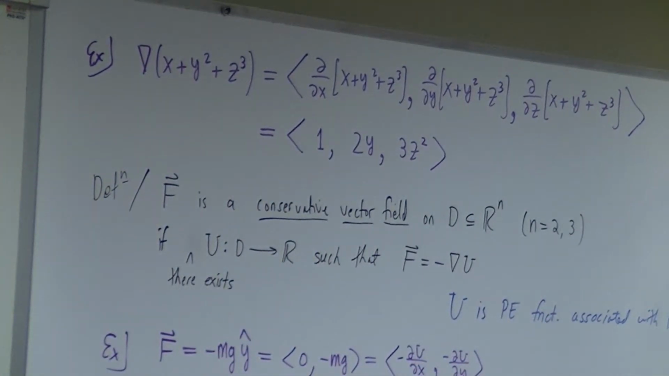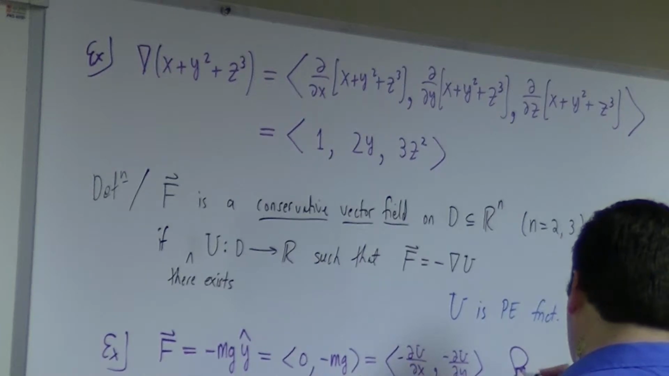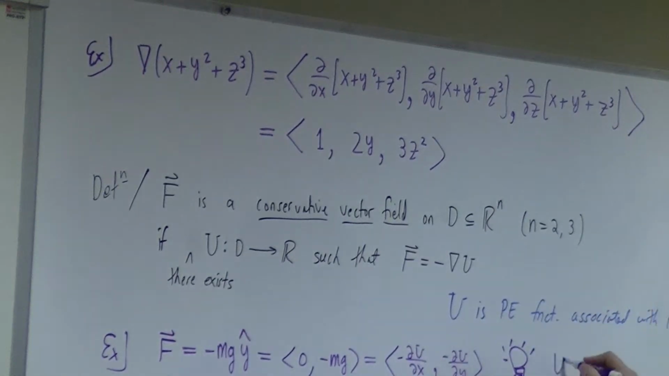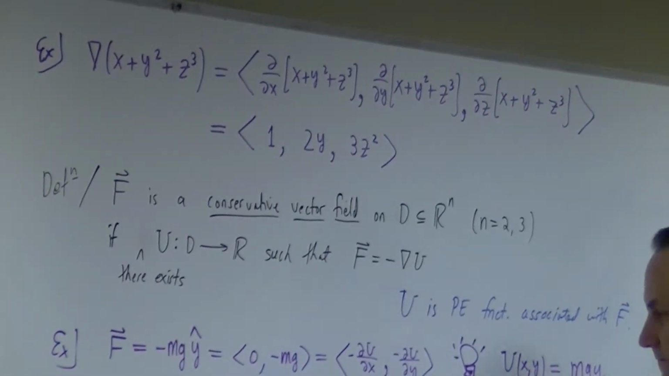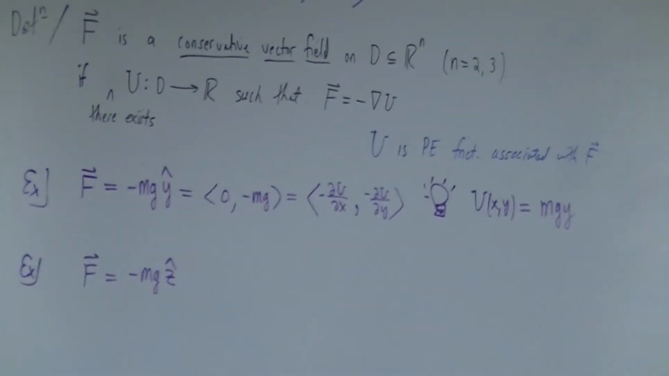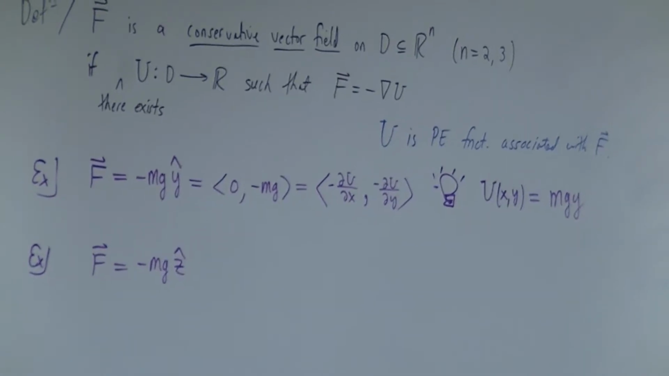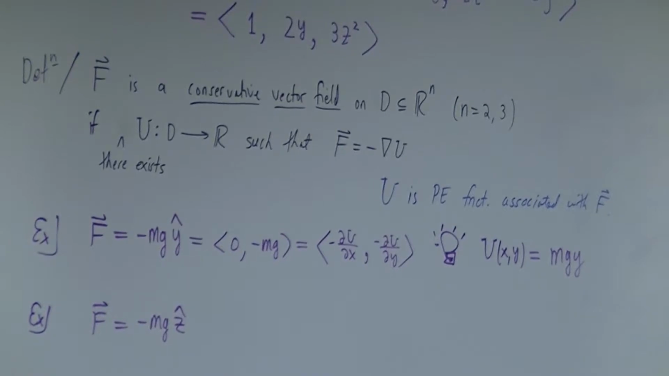So how do you undo differentiation? Integrate, right? In this context, partial integration. I mean, honestly, folks, you just guess. A moment's thinking, and you can see that U of x, y, what will work here? Gosh, mgy apparently. Search your hearts, you'll find it's true, or better yet, just differentiate my answer. Put a minus on it, see if you get back the force.